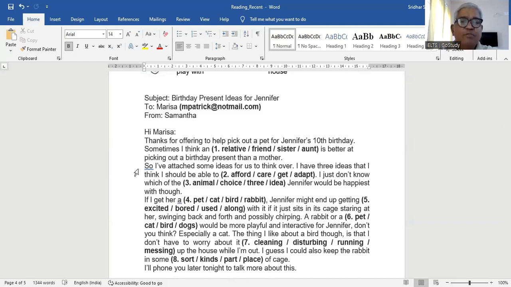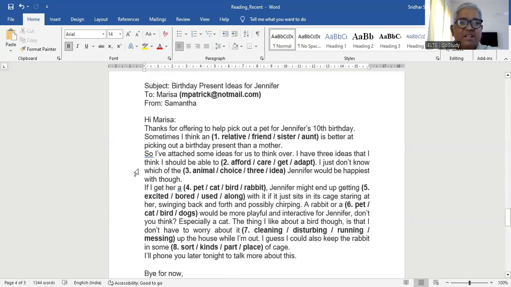There is an article, so we have to be careful. An relative, an friend, an sister, an aunt. Aunt would be the ideal answer because it is an article. An aunt is better at picking out a birthday present than a mother.